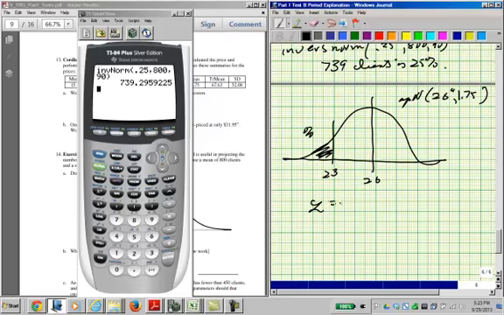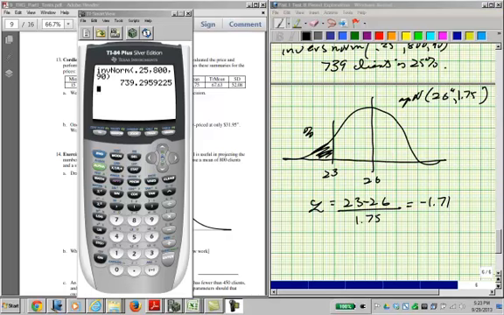So Z equals 23 minus 26. We're going to find the Z-score, and then that'll help us find the percent. Divided by the standard deviation, 1.75. And that's going to be negative 1.71. So we have the Z-score.